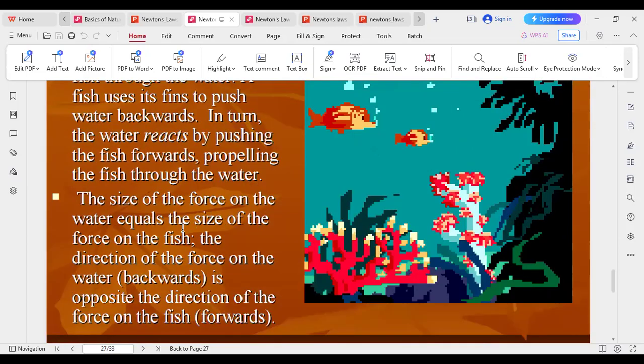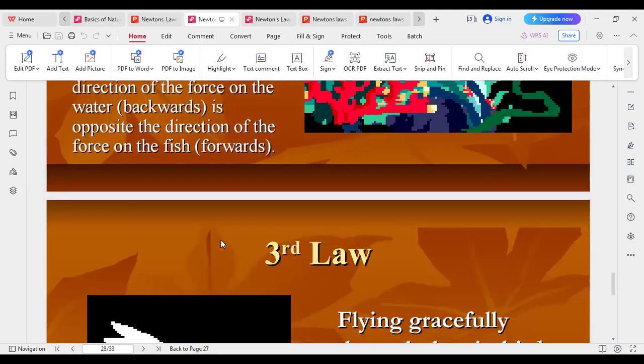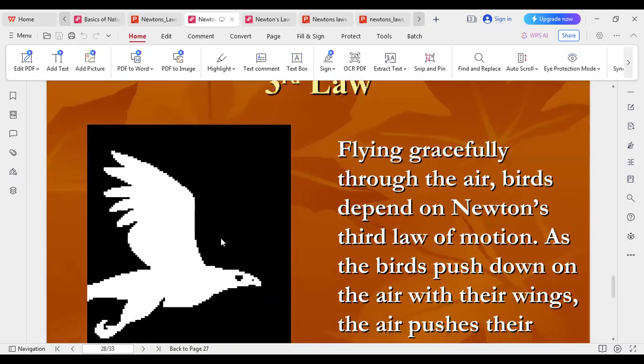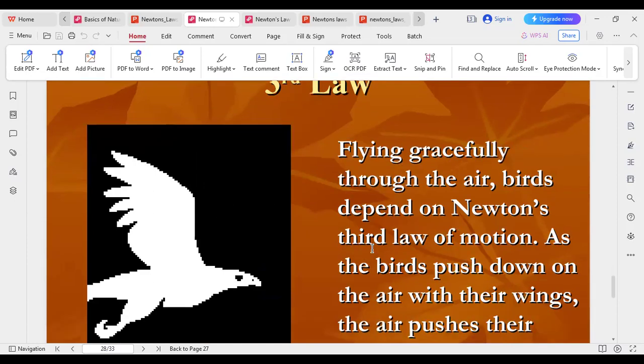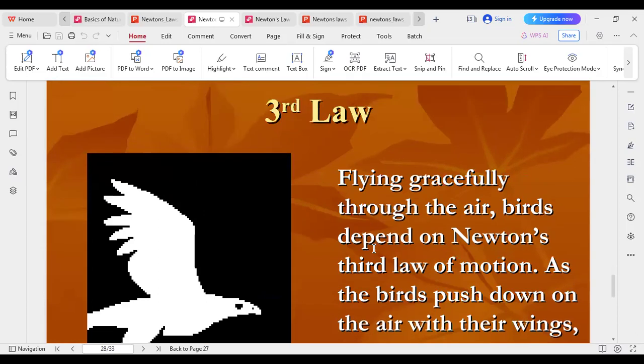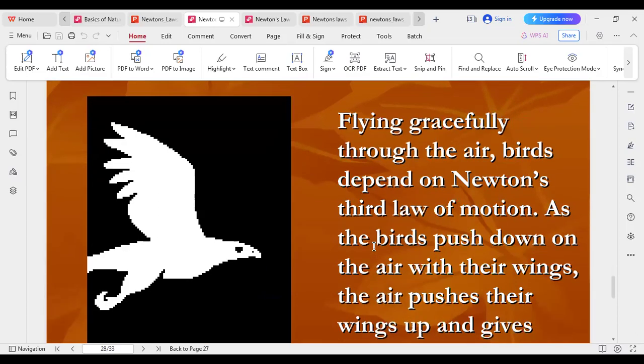The size of the force on the water equals the size of the force on the fish. The direction of the force on the water is opposite to the direction of the force on the fish. Now, flying gracefully through the air, birds depend on Newton's third law. This is actually another real life example of Newton's third law.